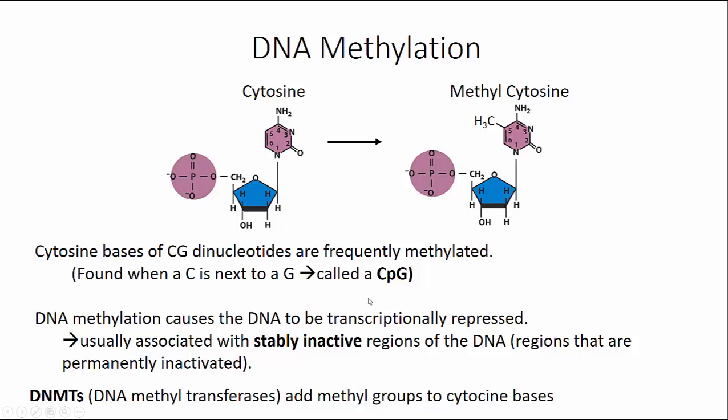C's followed by G's have a particular name. They're called CpGs, and sometimes you'll see a whole region that has many C's followed by G's called a CpG island.